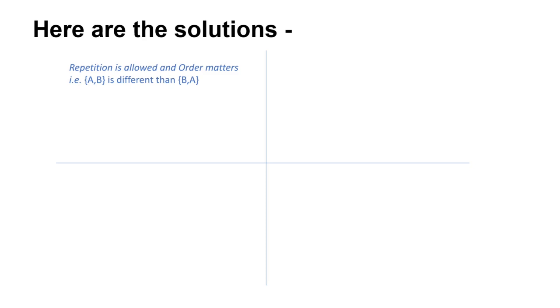All right, I hope you have already found the solutions, but let's see what the possible solutions are for case one, where repetition is allowed and the order matters. So you can repeat the same letter again, AA, BB, and the order matters, so AB is different from BA. So we can have AA, AB, AC, then BA, BB, BC, and then CA, CB, CC. All things are allowed. So we have 9 solutions for this particular case.